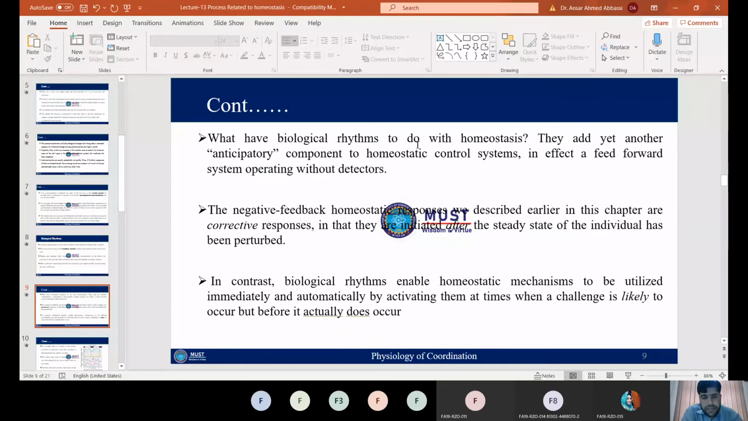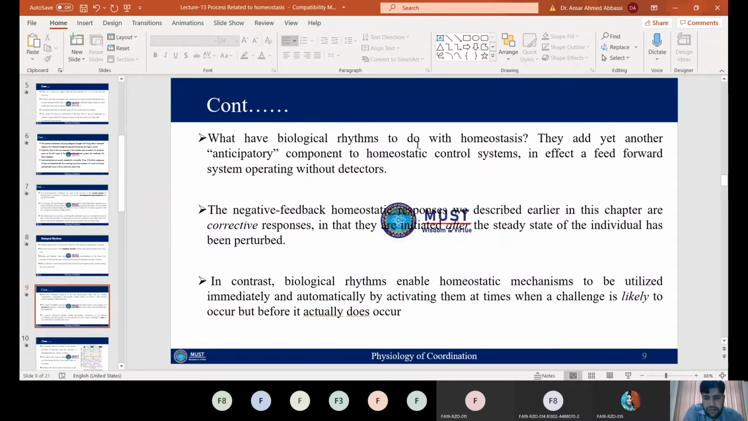So if you look at the negative feedback homeostatic response, we have already discussed this. That is basically the corrective response, in which the responses are initiated after the steady state of the individual has been disturbed, or we can say there is an alteration in the steady state of the individual.